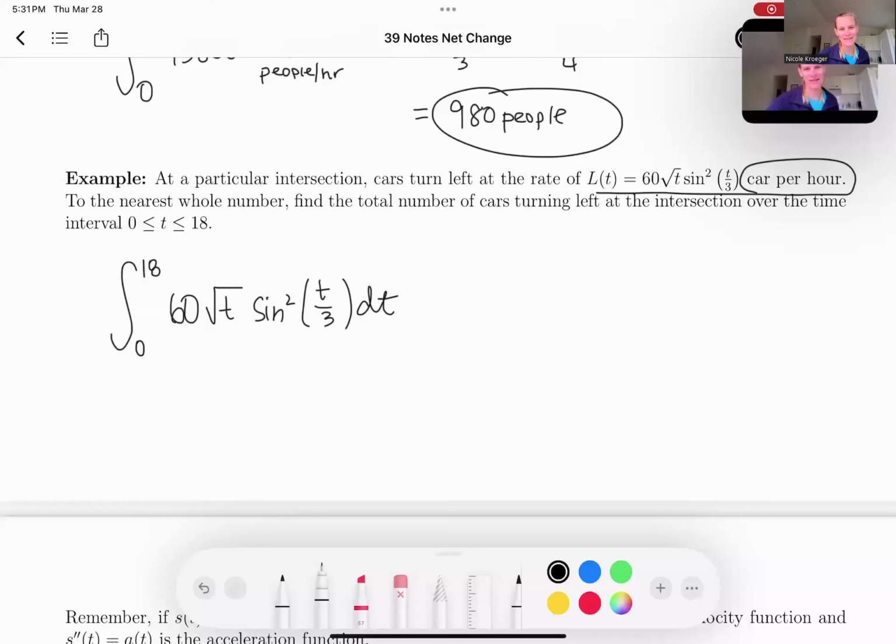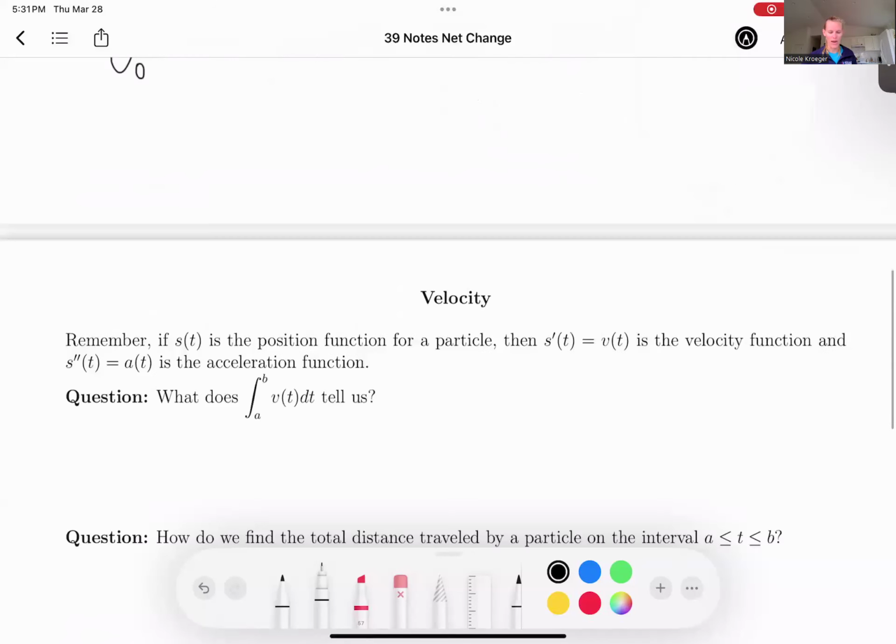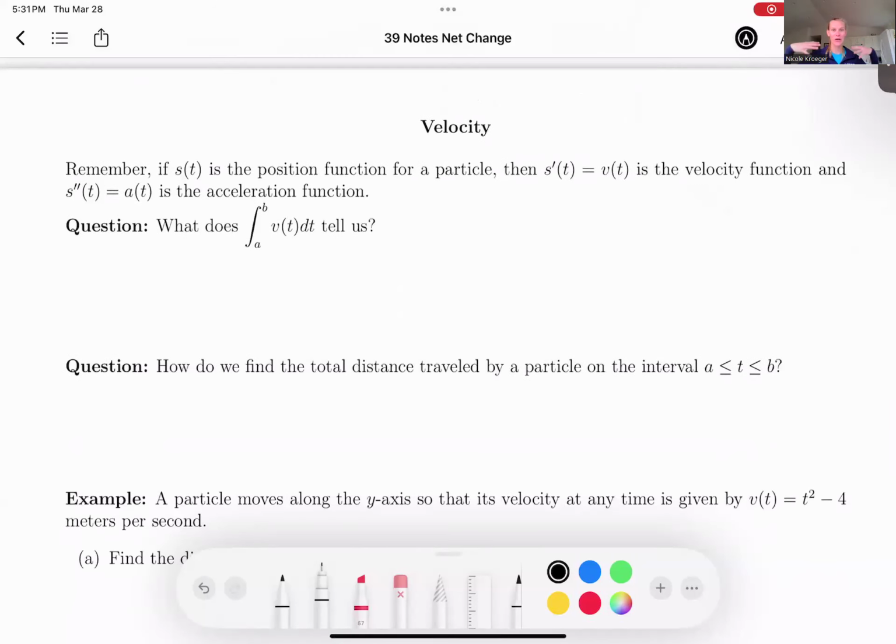Okay, so let's jump back in to thinking about velocity now. Velocity problems are crucial problems where we see net change, especially in a physics class. And so what happens here is, what happens if I integrate velocity? What does that tell us?